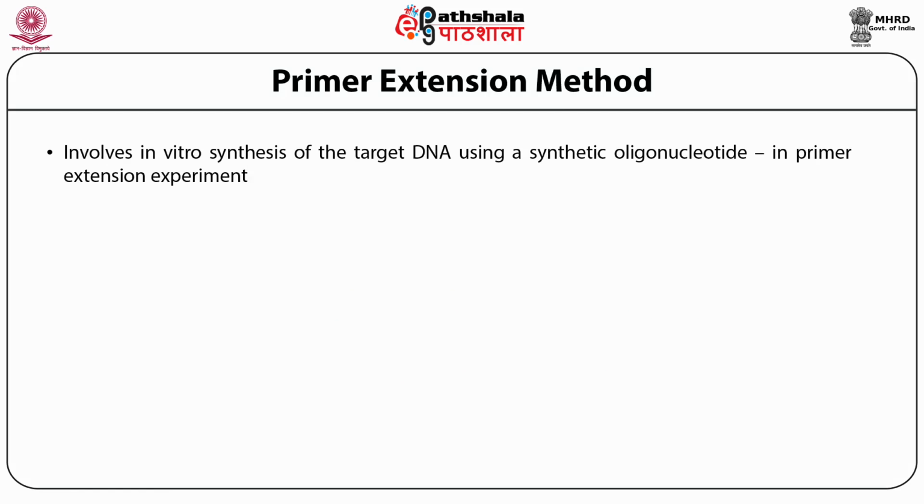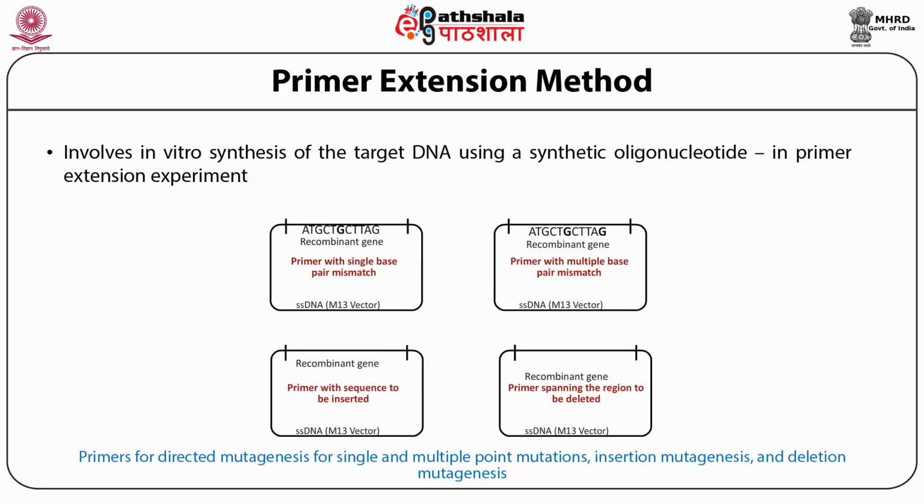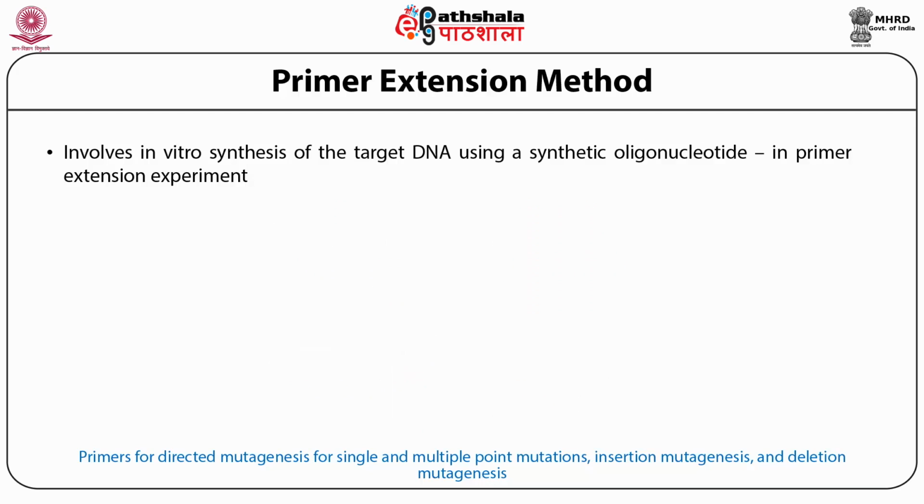This method involves in vitro synthesis of the target DNA using a synthetic oligonucleotide. This is also known as the primer extension experiment. As you can see on the slide itself, the primer is carrying the mutation in it. This method basically requires the target gene to be in the single-stranded form. Nowadays even the double-stranded form can be used. We will look into that after some time.